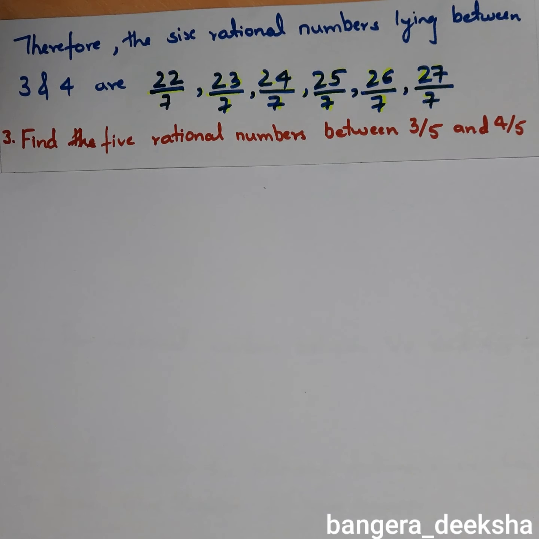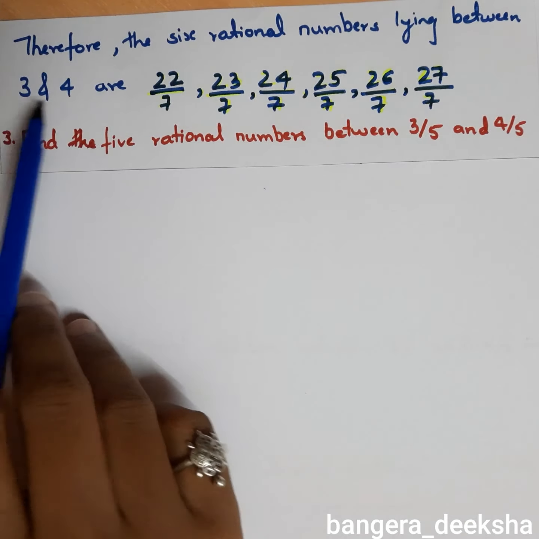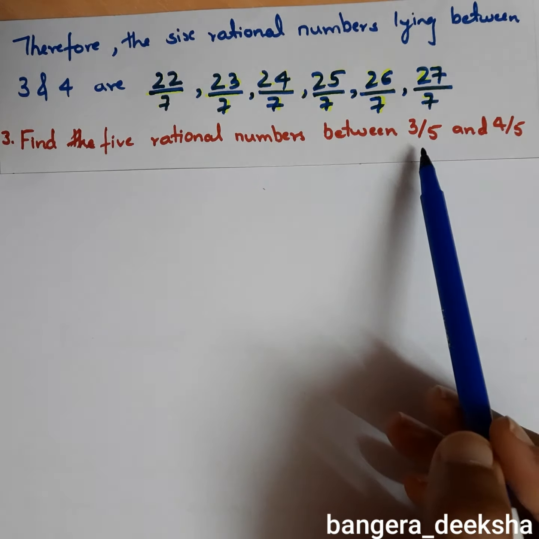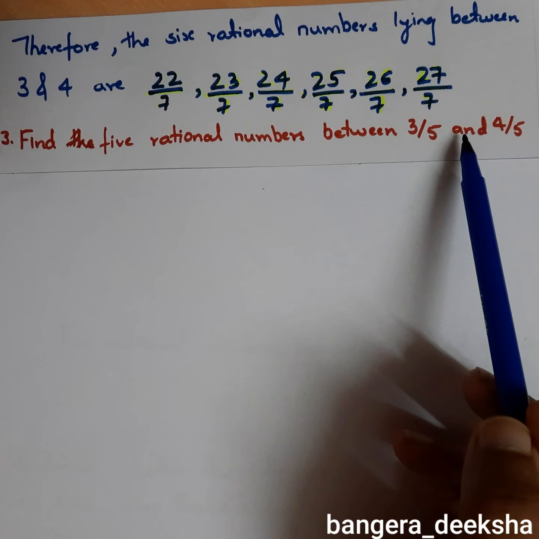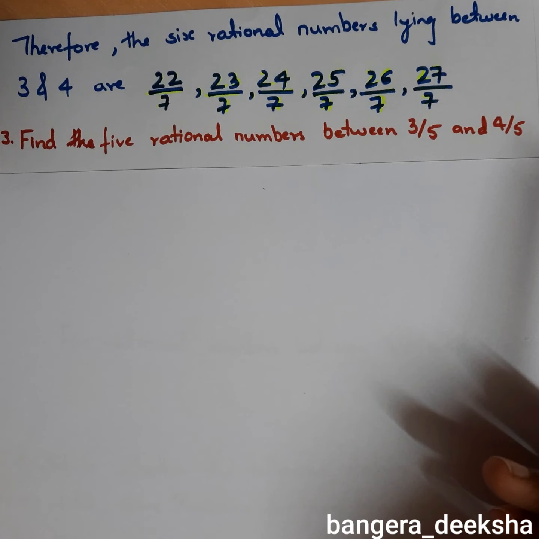The question says, find 5 rational numbers between 3 by 5 and 4 by 5. The previous question was about whole numbers, I am speaking about the numbers 3 and 4. Those were whole numbers, whereas 3 by 5 and 4 by 5 are rational numbers. In between these two numbers, we have to find 5 rational numbers.